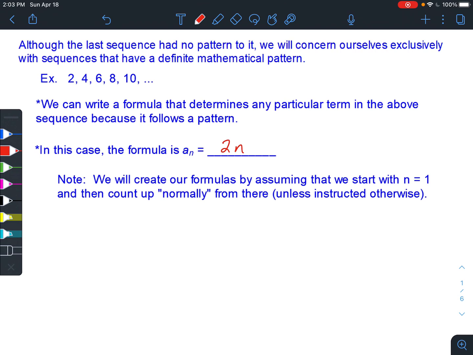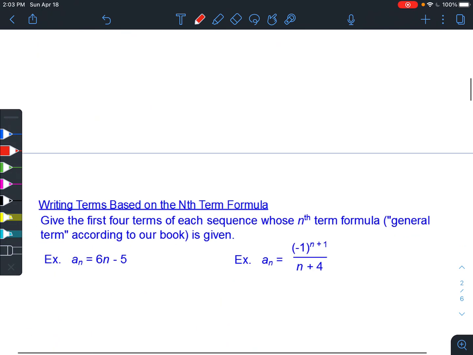Notice we will create our formulas by assuming that we start with n equals 1 and then count up normally from there, so 1, 2, 3, 4, 5, etc., unless instructed otherwise, and we won't be instructed otherwise in this lesson. So always assume n is going to start with 1 and then go to 2, 3, 4, 5, etc. Of course, we're going to do other things to that n value, but we're going to have n equals 1, 2, 3, 4, 5, etc.